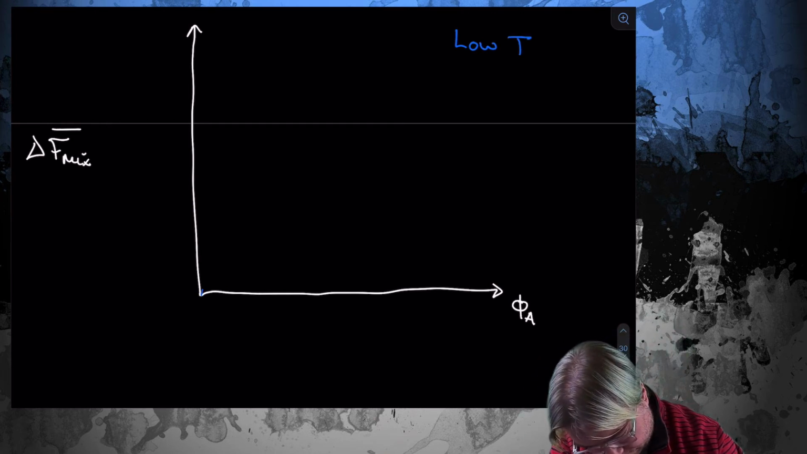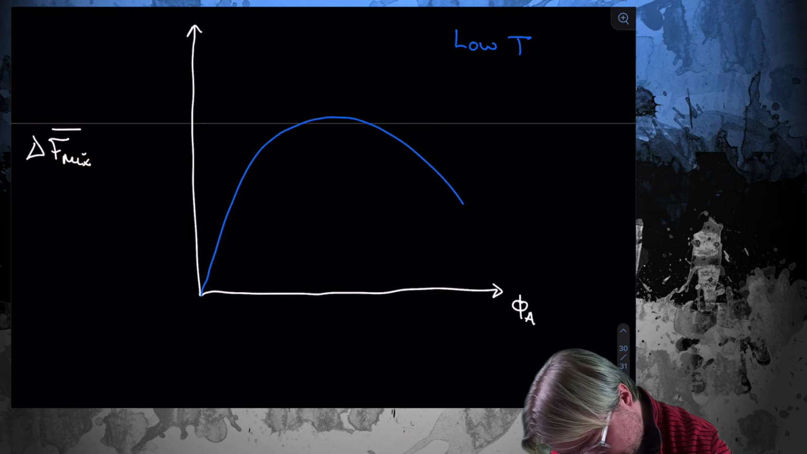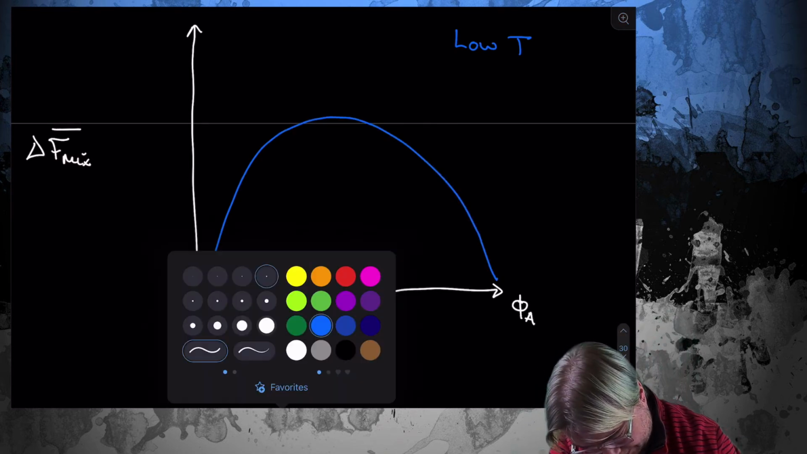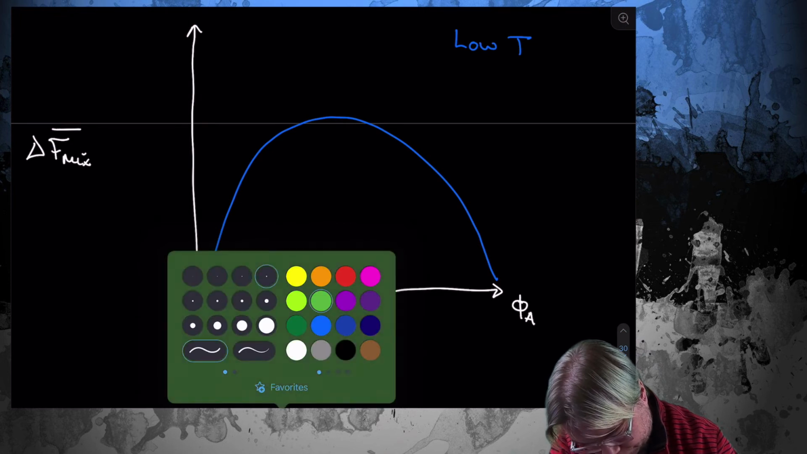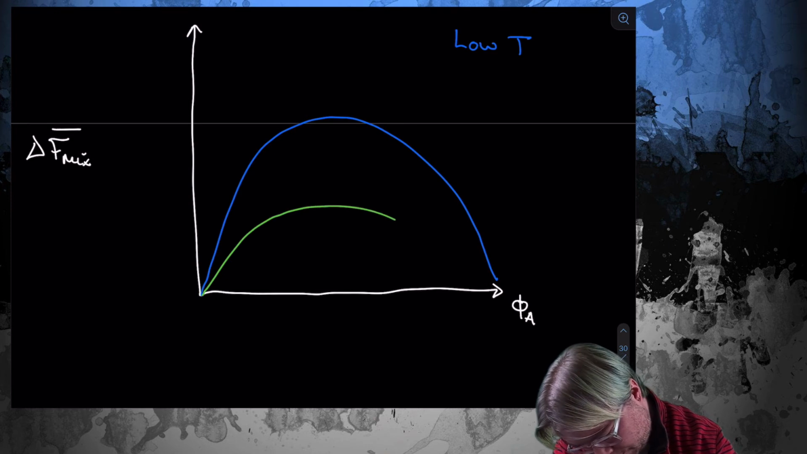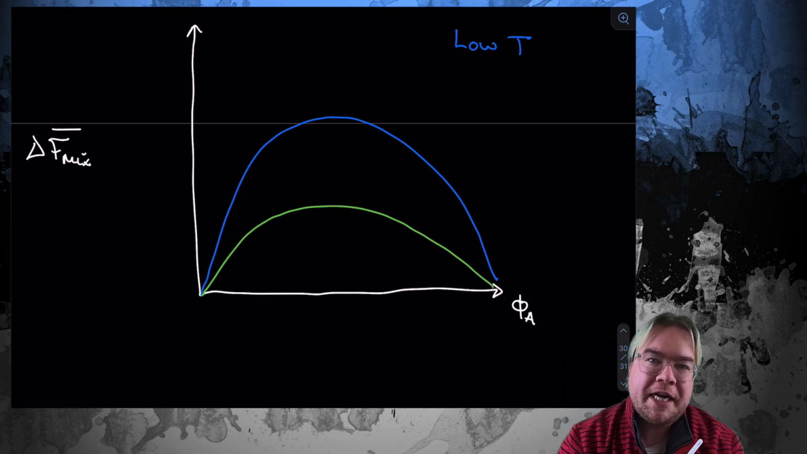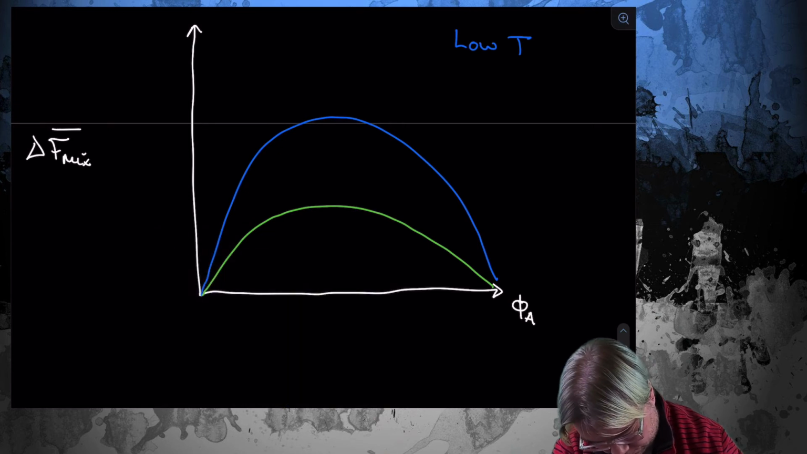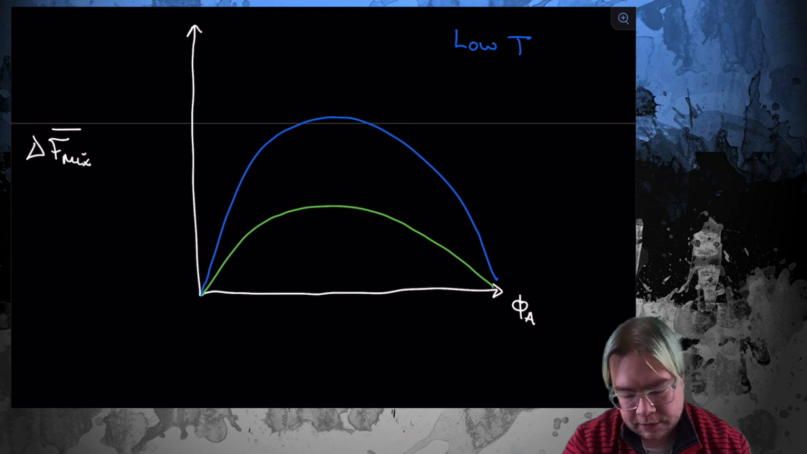So my free energy curve will look something like this. Has that kind of parabolic shape to it. And then I'm going to increase temperature a little bit. And that parabolic curve will become smaller. But the general shape is still there. And then I'll increase temperature a little bit more. Let's make it this color. And I'll have some small minima that are less than 0.